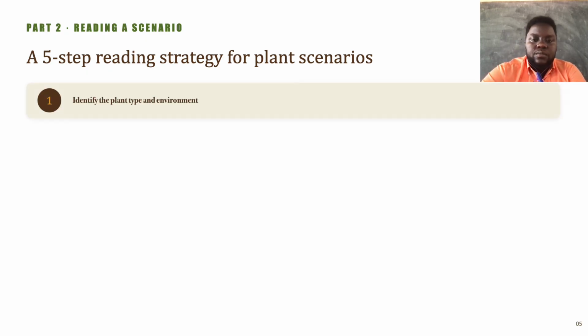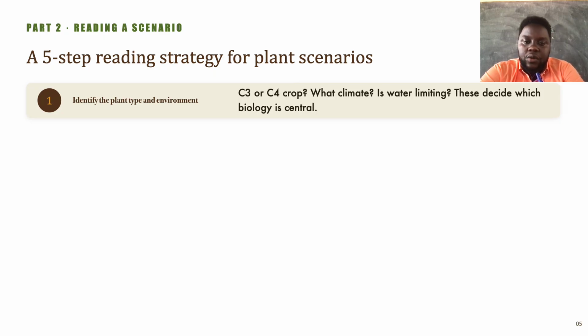Now, you can run through these 5 steps every time you meet a scenario, and you can perform it like a checklist in your head as you read it. Step 1, you need to identify the plant type and the environment. Is it C3 or is it C4? What's the climate? Is water limiting? These are the 3 questions that are going to decide which biology is going to be central to the answers you are going to write.